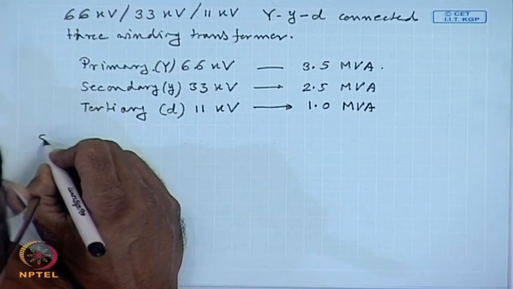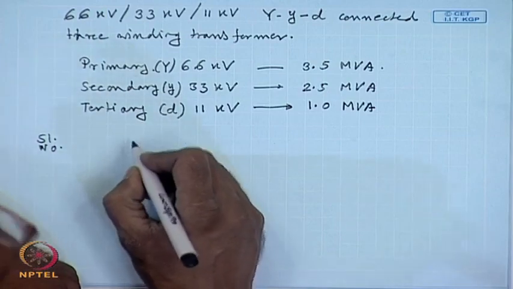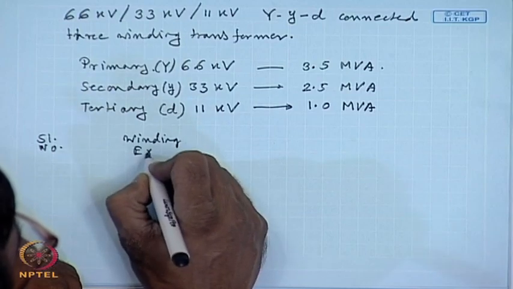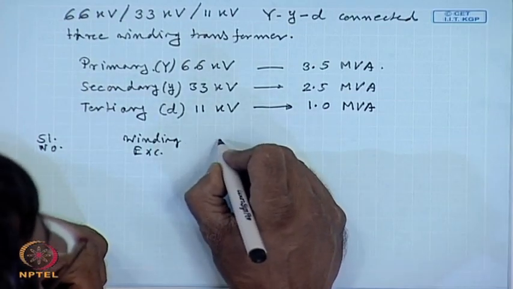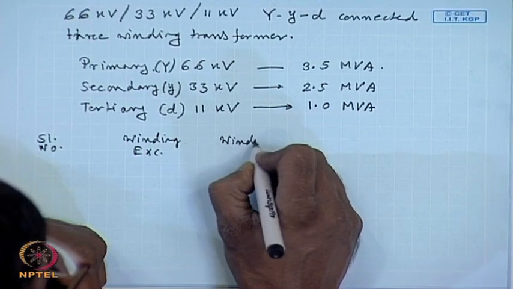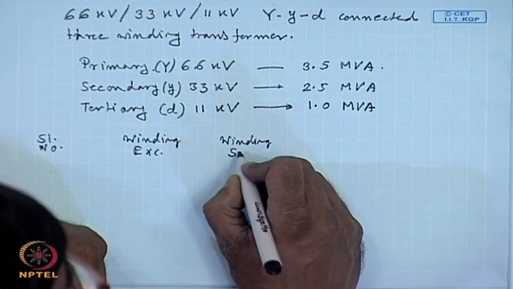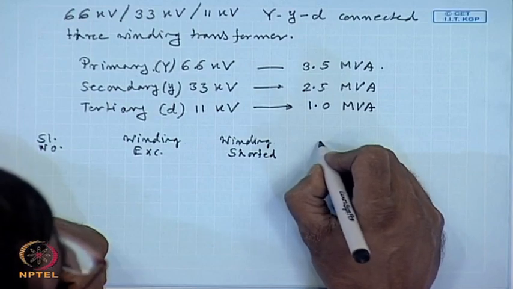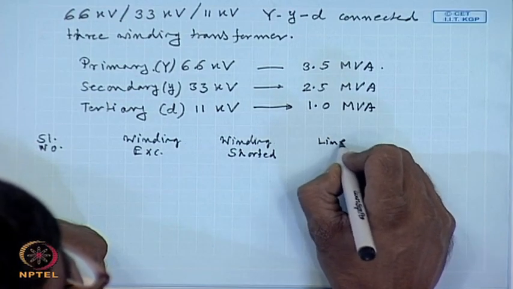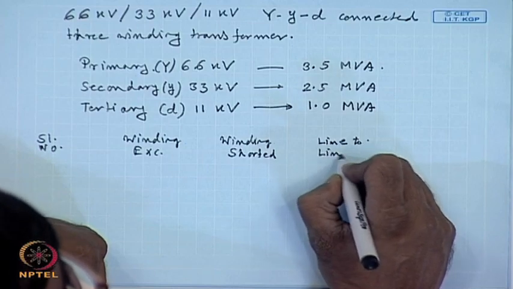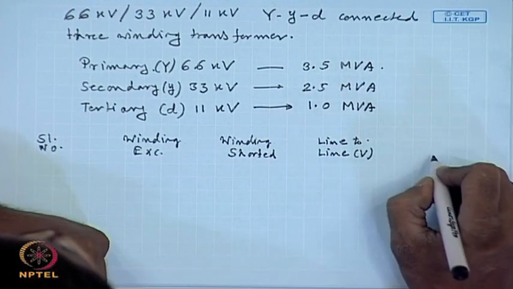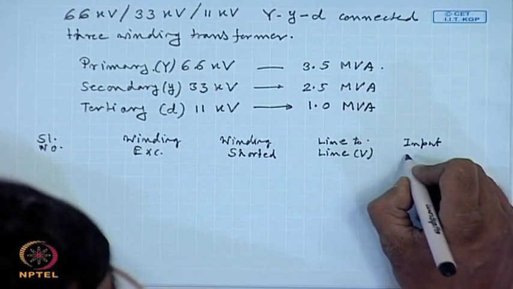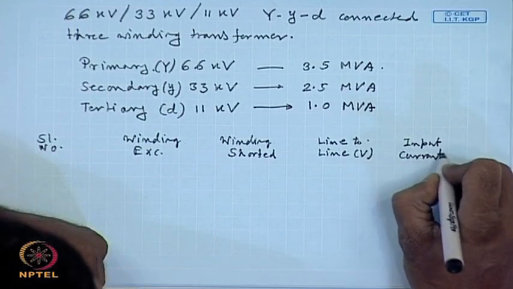So, serial number, then winding excited, and the winding shorted, the line to line voltage of excitation, voltage, input current, standard data for a short circuit test, input power.